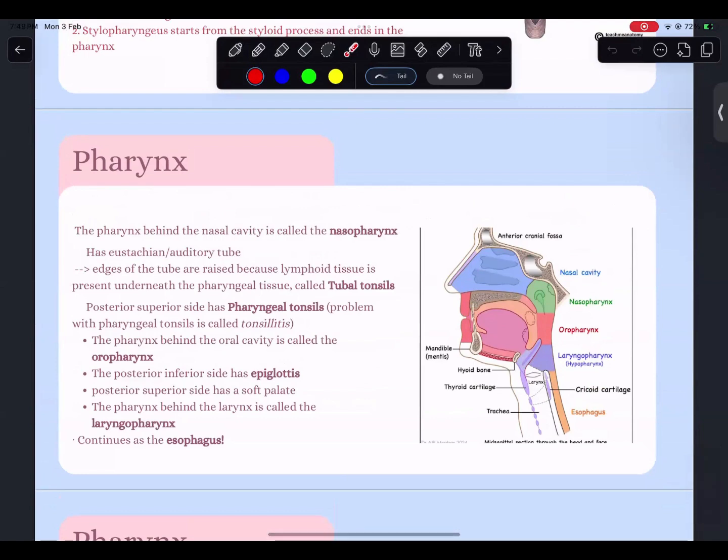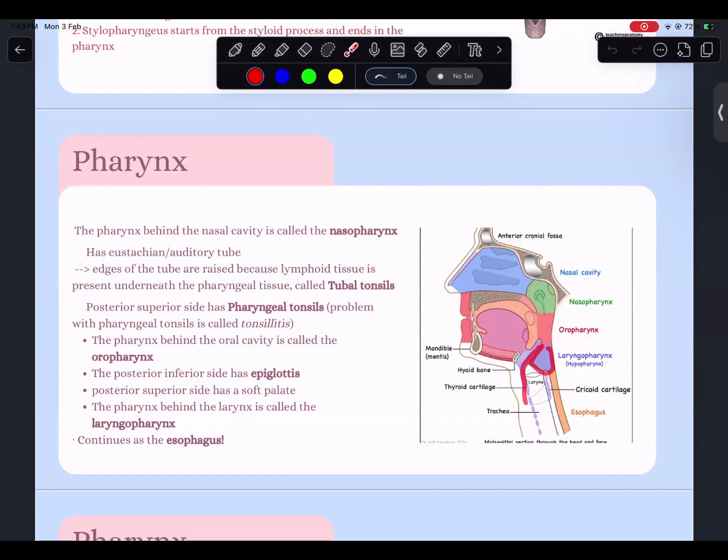So the pharynx has 3 different parts that we're going to be talking about. This is your hard palate, this is your soft palate, and this is your tongue, right? Now this entire thing is going to be your pharynx, which continues into the esophagus. So it has 3 parts. The nasopharynx is behind the nasal cavity, the oropharynx is behind the oral cavity, and the laryngopharynx is behind the larynx.